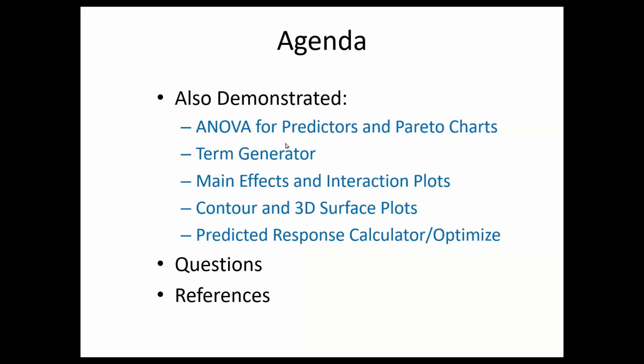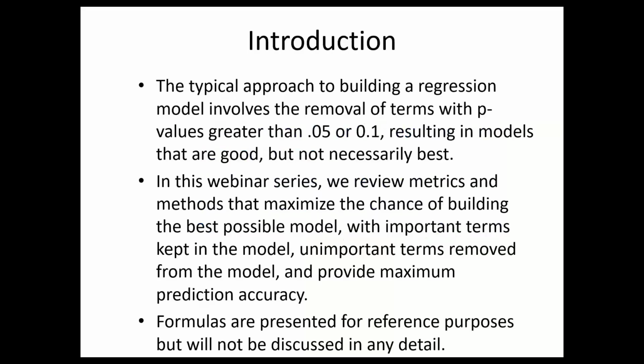We're also going to look at the ANOVA table for predictors and the Pareto charts that come from those ANOVA tables, the term generator that allows you to look at interactions and higher order terms. We have added main effects and interaction plots, fitted means, contour and 3D surface plots, and the predicted response calculator with the optimize feature. And then we'll take Q&A, and that's at the 45-minute mark. Also references, I'll just mention those briefly as needed.